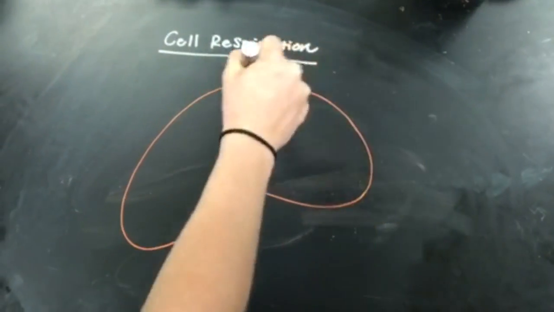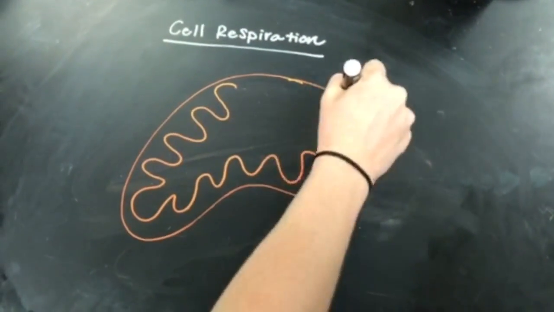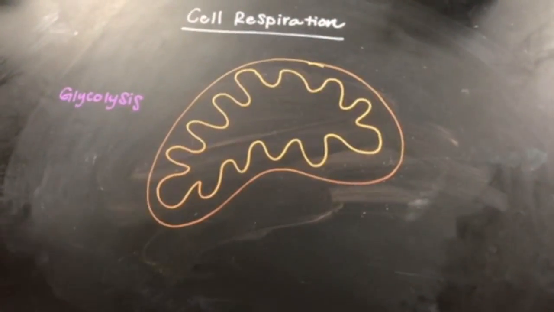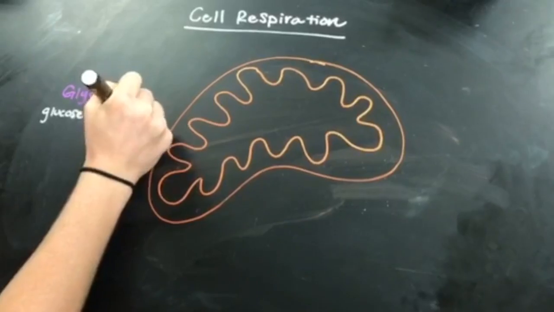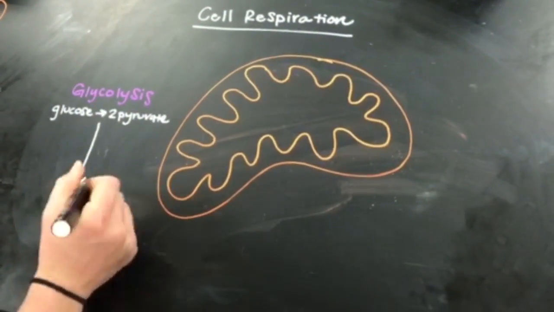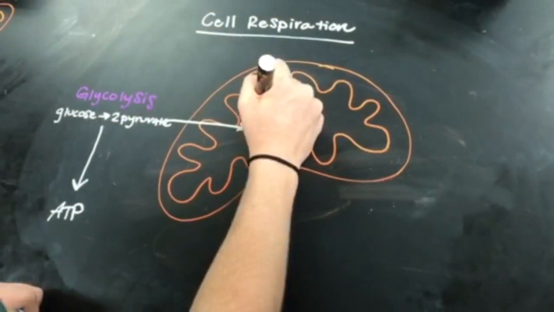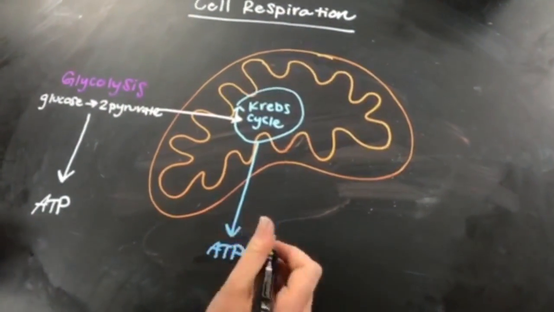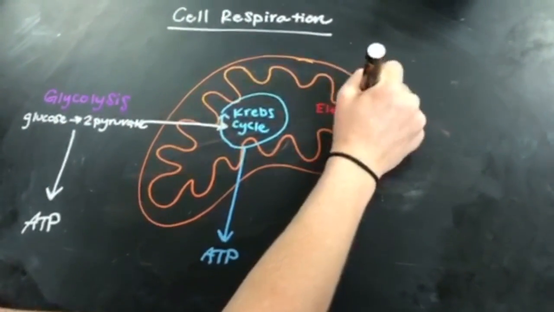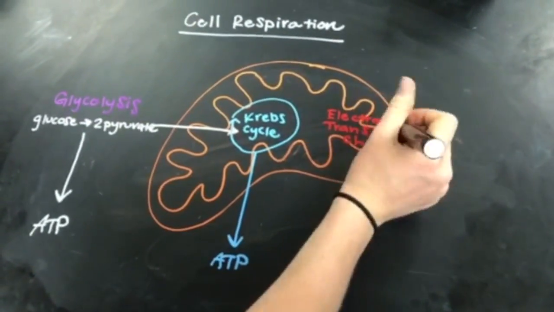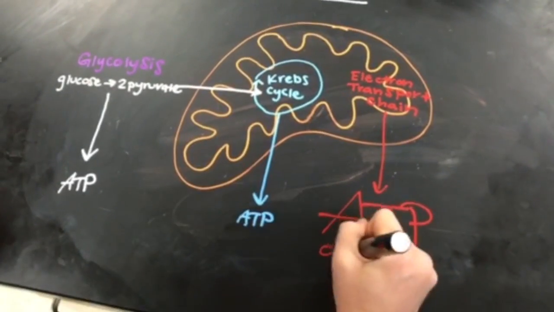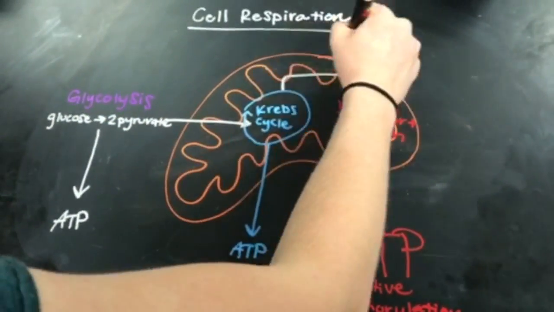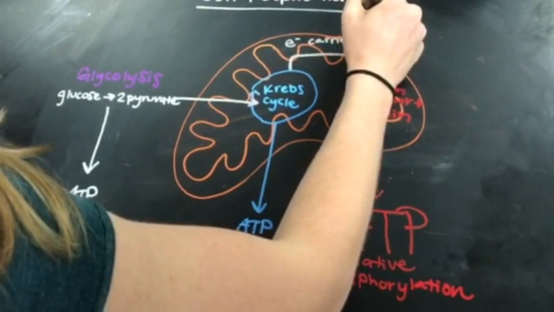This is cellular respiration, which occurs in the mitochondria. Cellular respiration starts off with glycolysis, which happens in the cytoplasm. It takes glucose and turns it into 2 pyruvate and also creates ATP. The 2 pyruvate goes to the Krebs cycle, which creates ATP. The Krebs cycle brings NADH and FADH, and those are electron carriers, which go to the electron transport chain, which creates ATP.